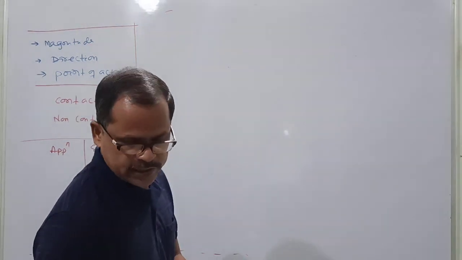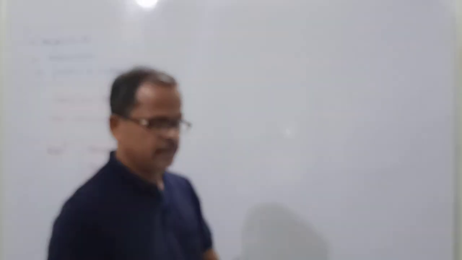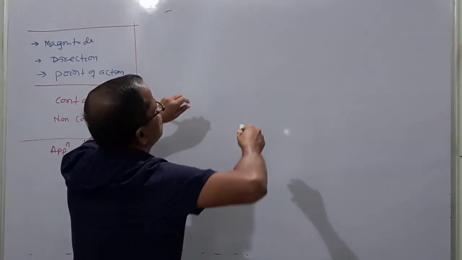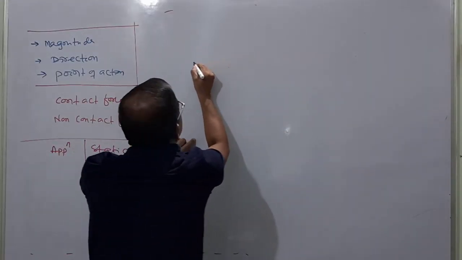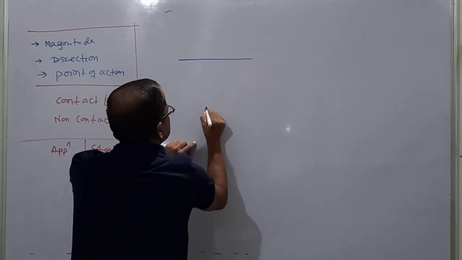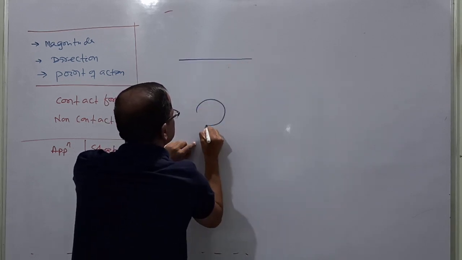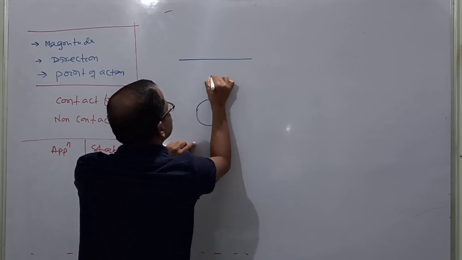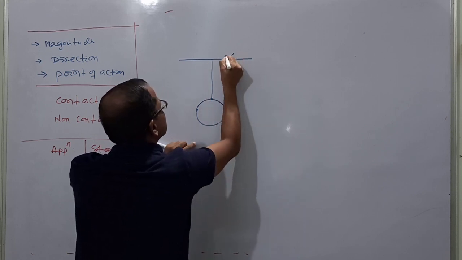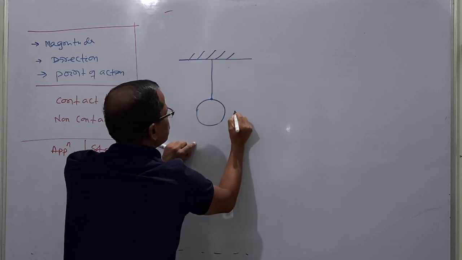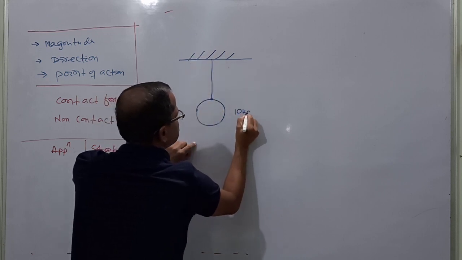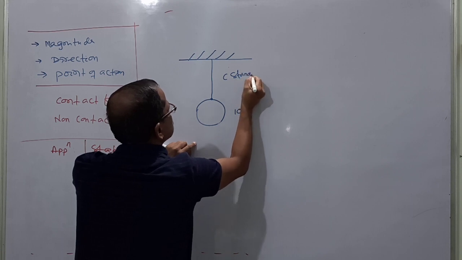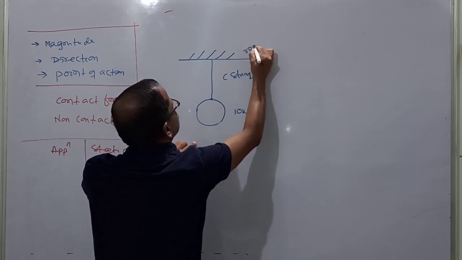So the next question is, I am taking a body suspended from a string. Look, now this is the roof. From the roof, a sphere or a body is suspended. It is suspended from the top point because a string will be connected here. The mass of the body is equal to 10 kg. Now this is a string, and it is a roof.